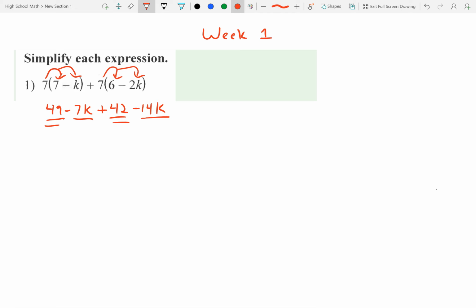So 49 plus 42, I believe that's going to be 91. Minus 7k minus 14k will be a minus 21k. Technically, we should regroup these terms. We should change our subtractions to additions and change the sign so that we can then regroup using the commutative property, but it's okay for us just to say minus 7 and minus 14 will be a minus 21k.